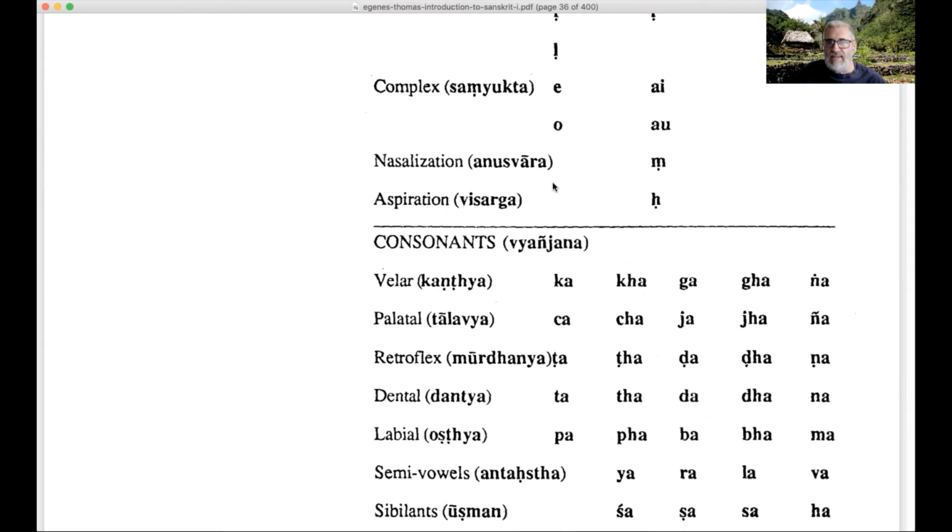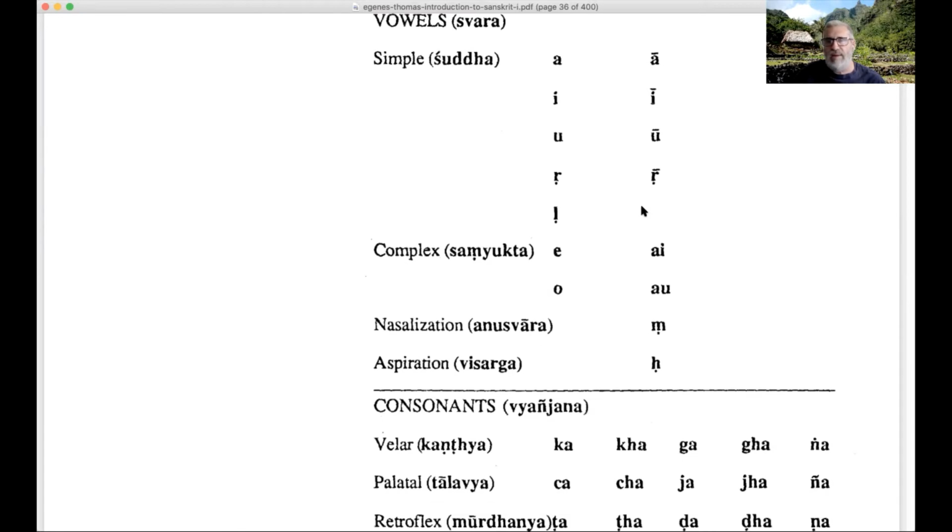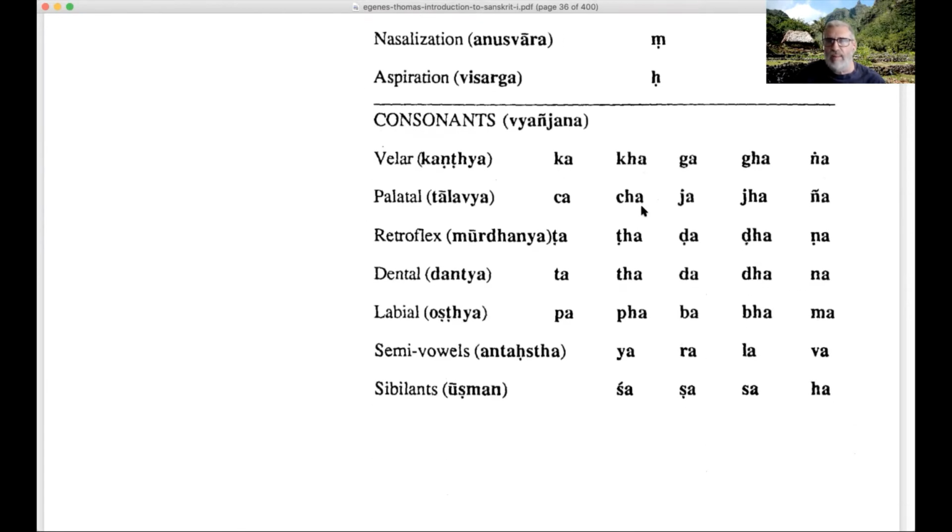Okay, so now we have nasalization, anushwara, which can be pronounced like the N in the French bon. So we can pronounce it with an A in front of it. We can also pronounce visarga with an A in front of it. We can pronounce this as aha. So again, all the vowels and the nasalization and aspiration, that's the Sanskrit alphabet up to there.